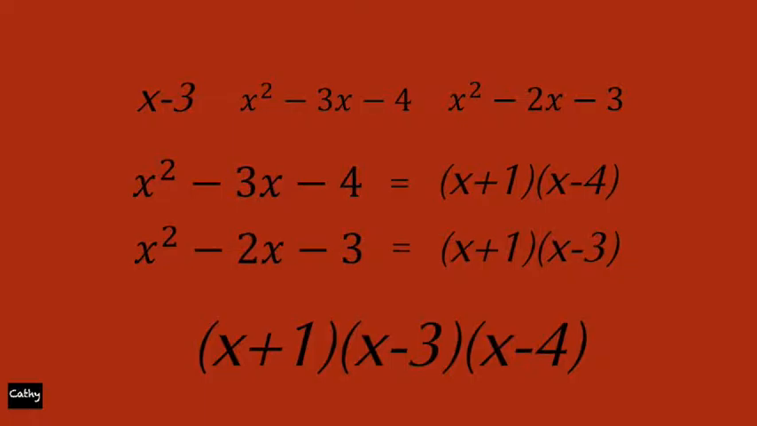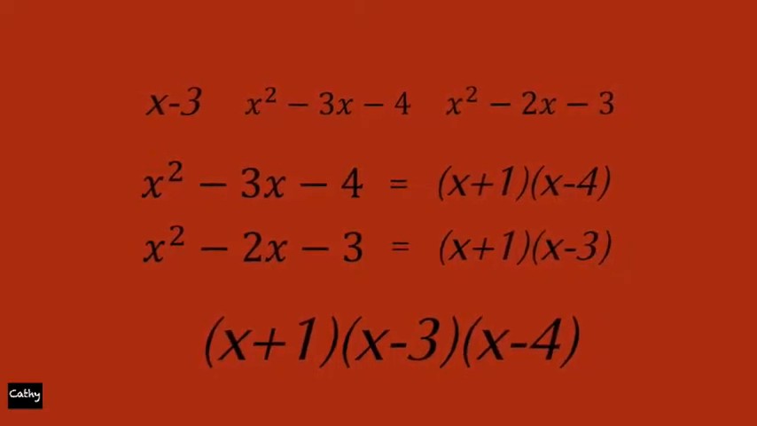Now the LCD of x minus 3, x squared minus 3x minus 4, and x squared minus 2x minus 3. Factoring the last two phrases, we have x plus 1 times x minus 4, and x plus 1 times x minus 3. Because x plus 1 and x minus 3 are repeated twice, we just need to show x plus 1 and x minus 3 once. So the LCD should be x plus 1 times x minus 3 times x minus 4.